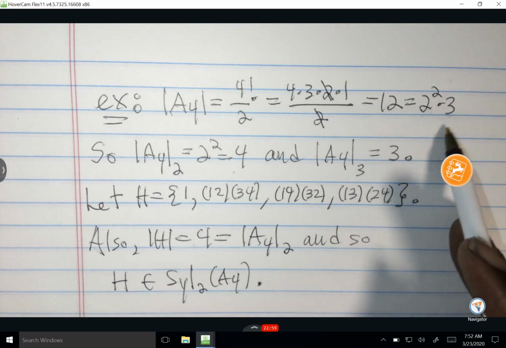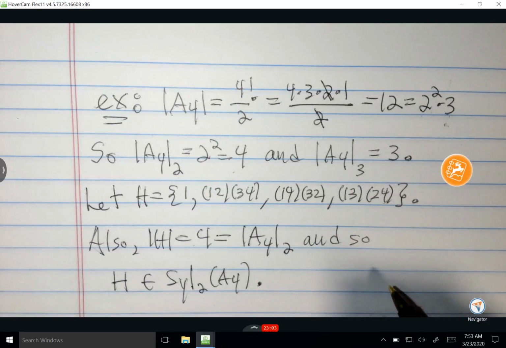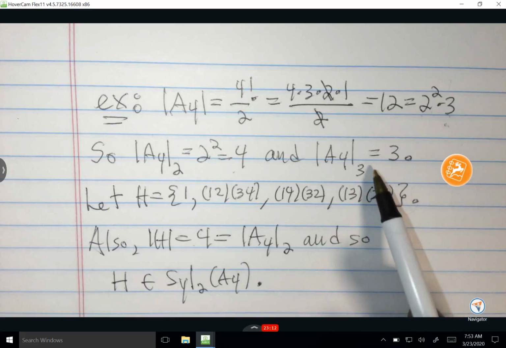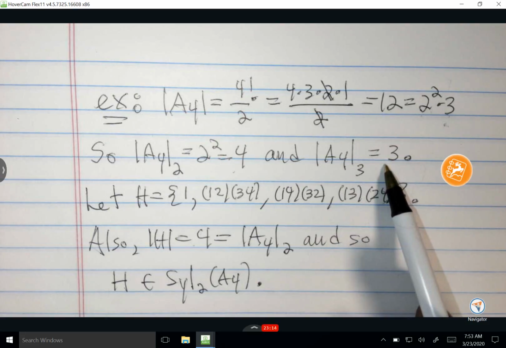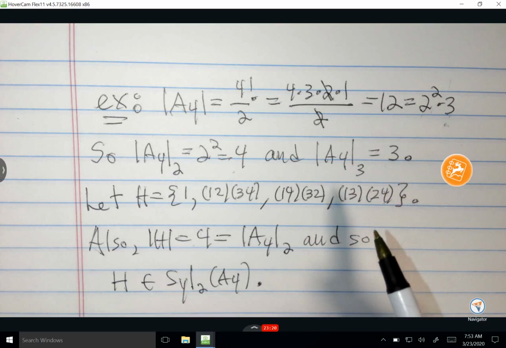What about 3 over here? Follow the pen. What about 3? I wonder if A4 has a Sylow 3 subgroup. Let's see. For that, we'd have to follow the pen. The 3rd part of A4 is 3. So we'd have to find a subgroup of A4 of order 3. Then we found a Sylow 3 subgroup of A4.